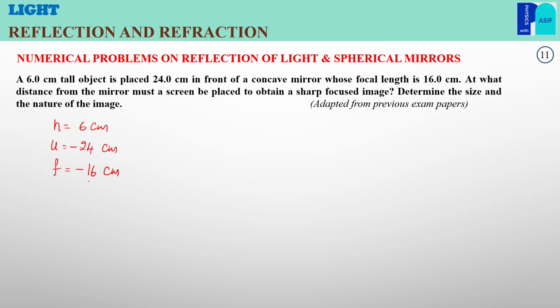First of all, if the focal length is 16 centimeter, then the radius of curvature will be 32. That means this object is placed in between the center of curvature and the principal focus of the concave mirror. Therefore, the image formed will be real, inverted and magnified. You need to find out the distance of the image. v is how much?